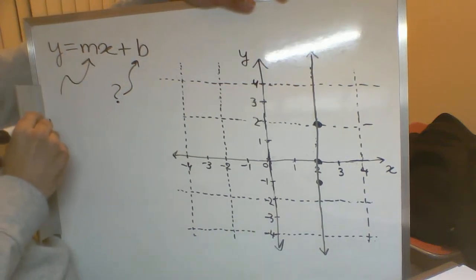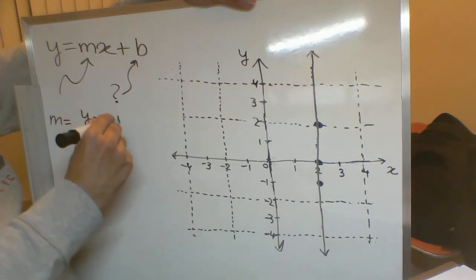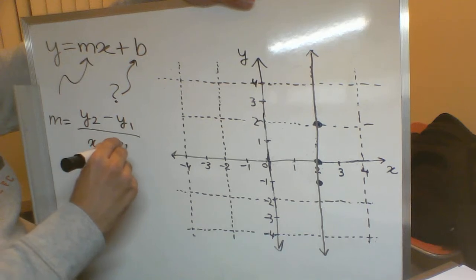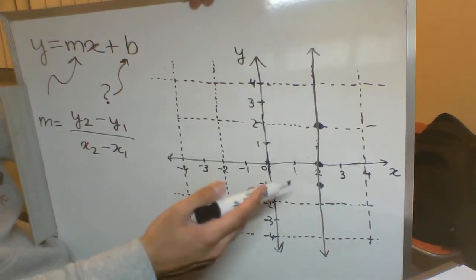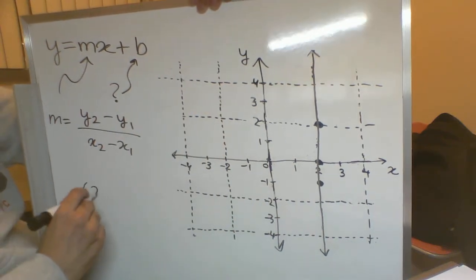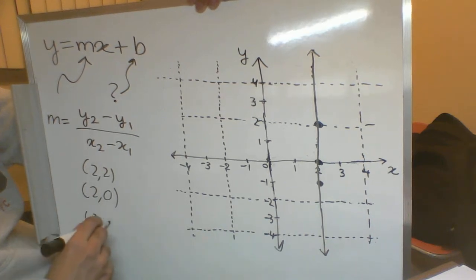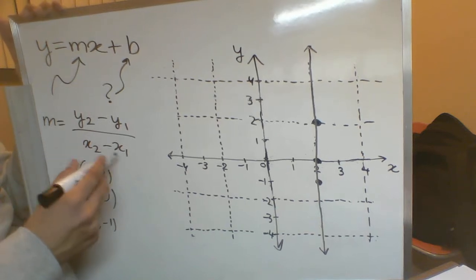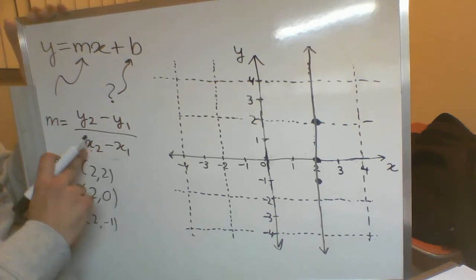The other problem is our slope. What's our slope? If we try to calculate it the mathematical way, we get y2 minus y1 over x2 minus x1. Here's the problem. The x values are always 2, right? We plotted (2, 0), we plotted (2, 2), we plotted (2, -1). The x value is always 2, which means on the bottom you're always going to be doing 2 minus 2, which is equal to 0.